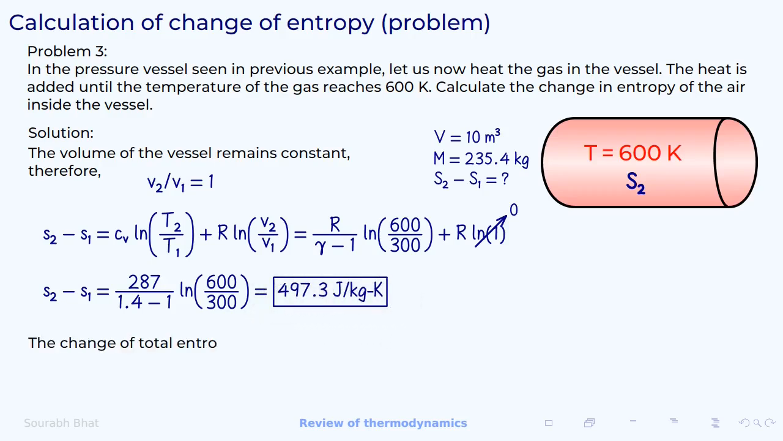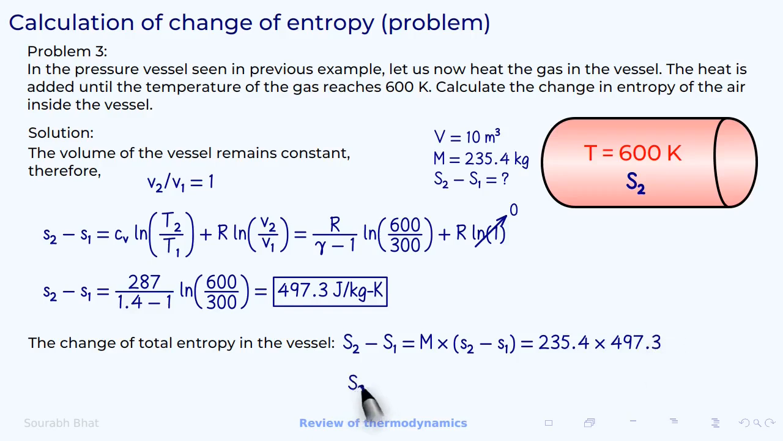The change of total entropy of air in the vessel can be computed by multiplying by the mass of air, which gives us the change of entropy as 1.171 into 10 to the power 5 joules per Kelvin. And that's our answer.